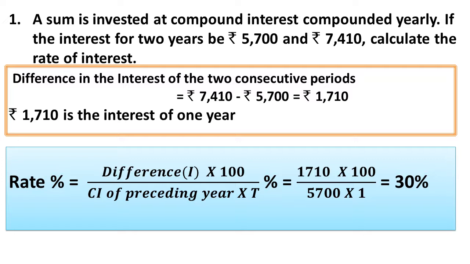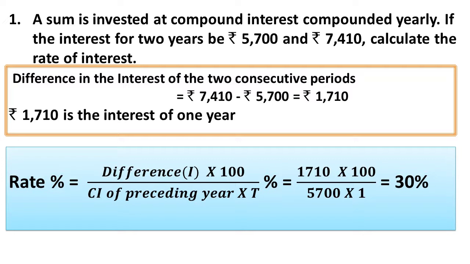This formula is completely based on I is equal to PTR over 100. The formula is an application formula, showing how it is used in the other way. With these points, it is very much clear that for a sum of rupees, if the rate of interest is 30%, then the compound interest for the first year is equal to 5,700. And the second year compound interest is 7,410.